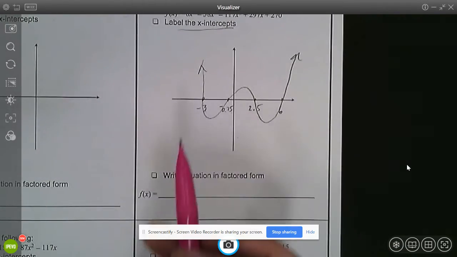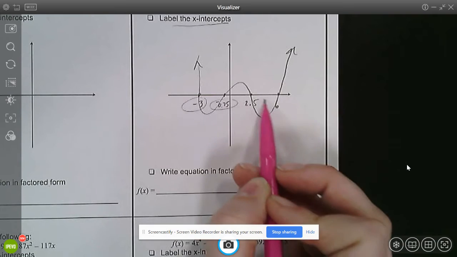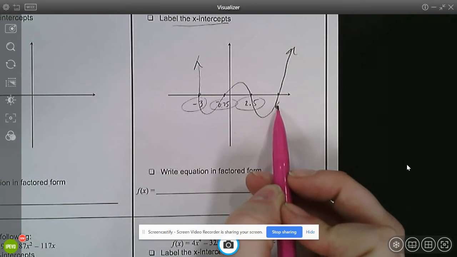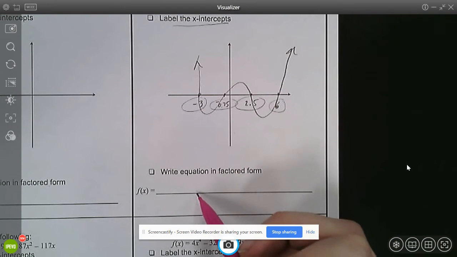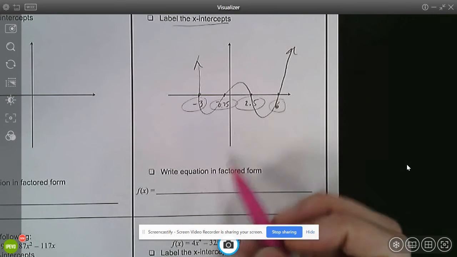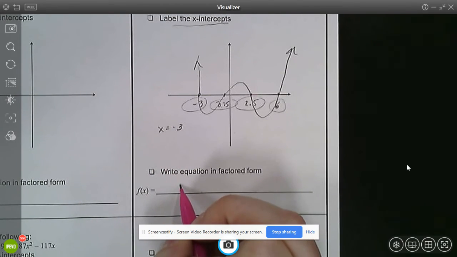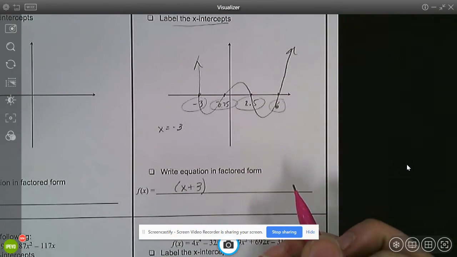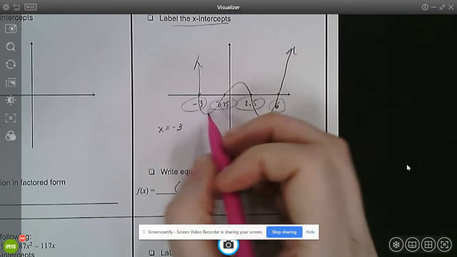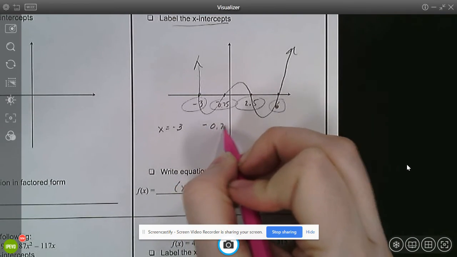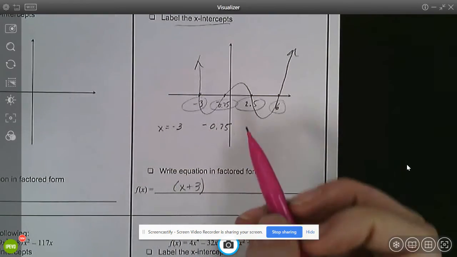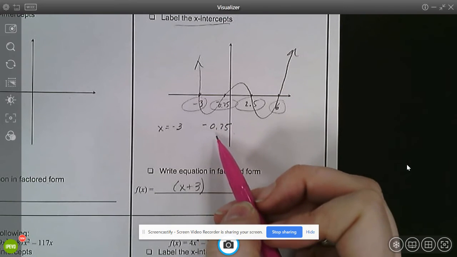The second thing you need to do is take all of these roots, this is a 6, and you have to write them in factored form. So my first root is x equals -3. To write that in factored form, I write x plus 3. So I'm changing the sign. The next root is -0.75. So what you want to do is write this as a fraction.